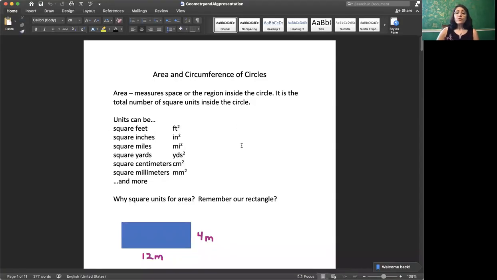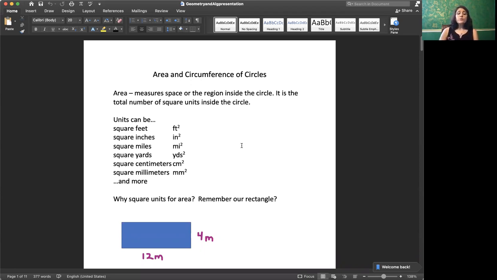So we are going to start our geometry lesson, and I am going to share the screen with you. We are going to talk about area and circumference of circles. The area is the measure of space or the region inside the circle. It is the total number of square units inside the circle.